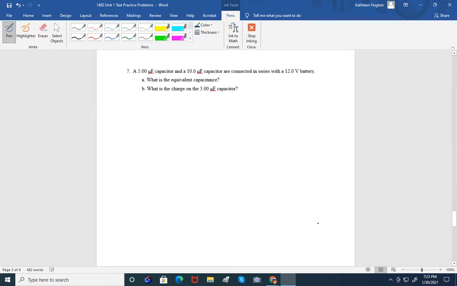Problem 7 addresses the idea of 2 capacitors that are connected in series with a 12-volt battery. So I have a 12-volt battery, and then I've got 2 capacitors. There's one capacitor, maybe here's the other capacitor, and they're connected across this 12-volt potential difference that goes from here to here. So 5 microfarads, 10 microfarads. You don't really need a picture, but why not?